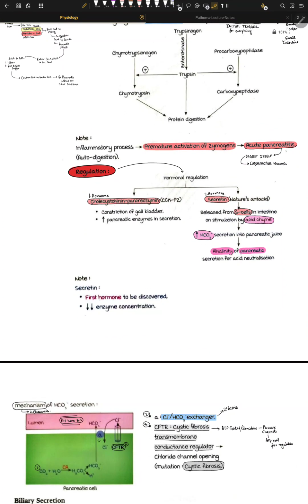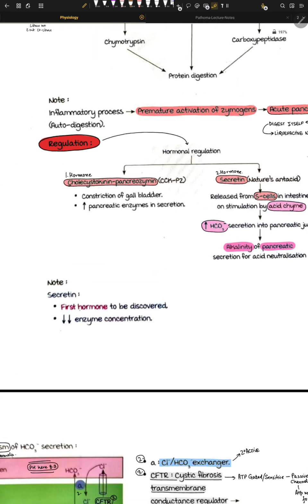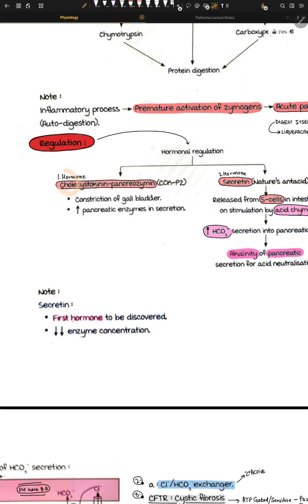So regulation is done by something called cholecystokinin pancreozymin. Okay, cholecystokinin pancreozymin, this is called CCK-PZ, and it leads to constriction of the gallbladder. Like it contracts, constriction. I hope you understand this. And it increases the secretion of pancreatic enzymes outside, right? It just constricts this, right? So this is the first hormone.